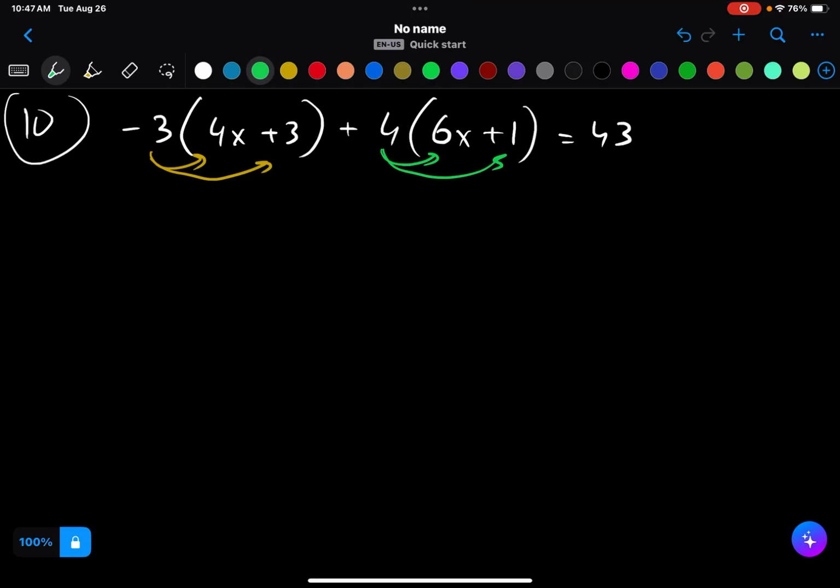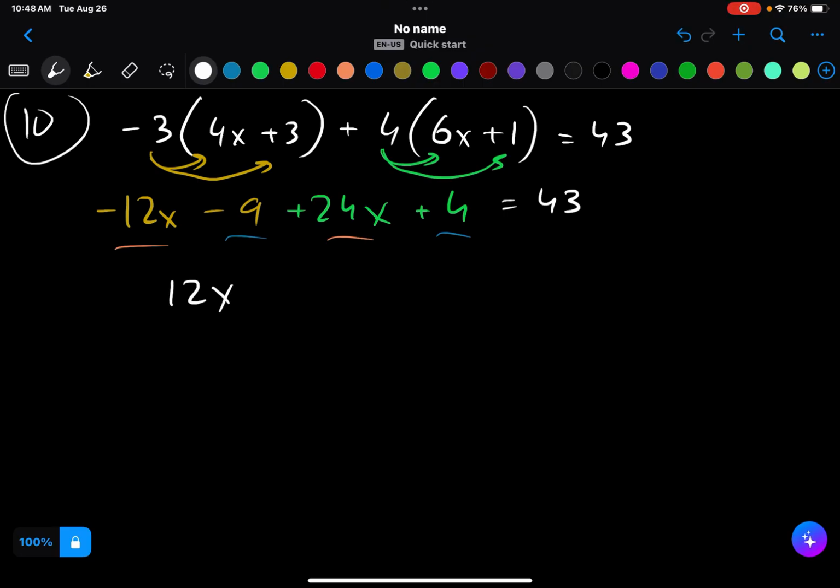So you're going to get yourself negative 3 times 4x, that's negative 12x. Negative 3 times negative 3, that is negative 9. And then you're also going to get 4 times 6x, that's 24x. Now 4 times 1, that's just 4. So that's the 2 parentheses opened up, equals 43. Combine your like terms, so combine your x's and combine your non-x's. So you're going to get yourself positive 12x and a negative 5 when you combine all those terms.